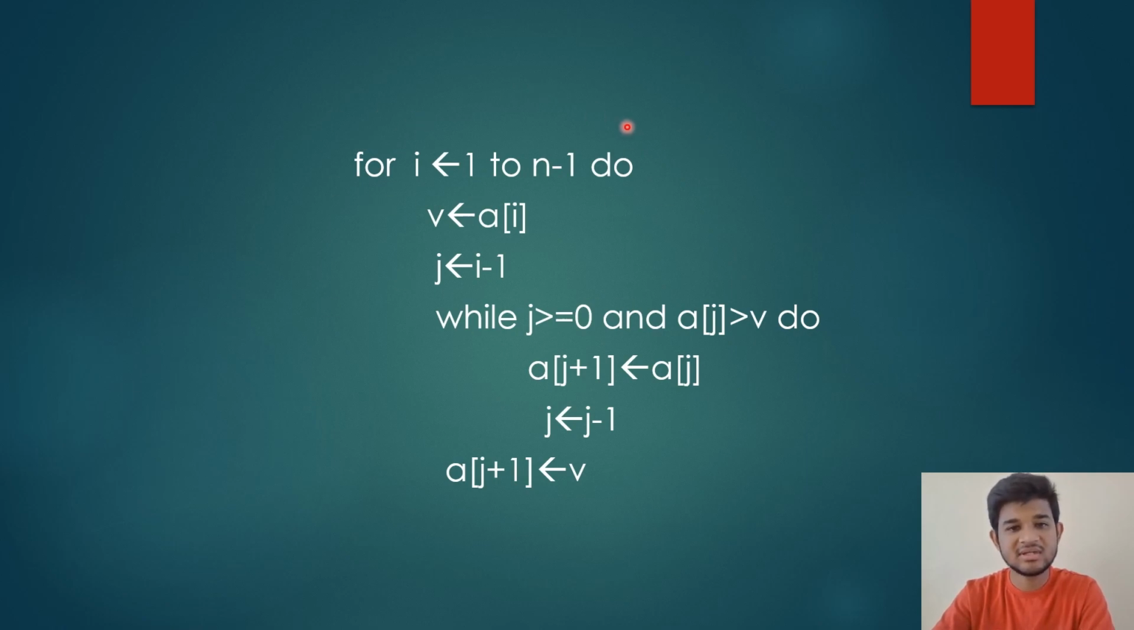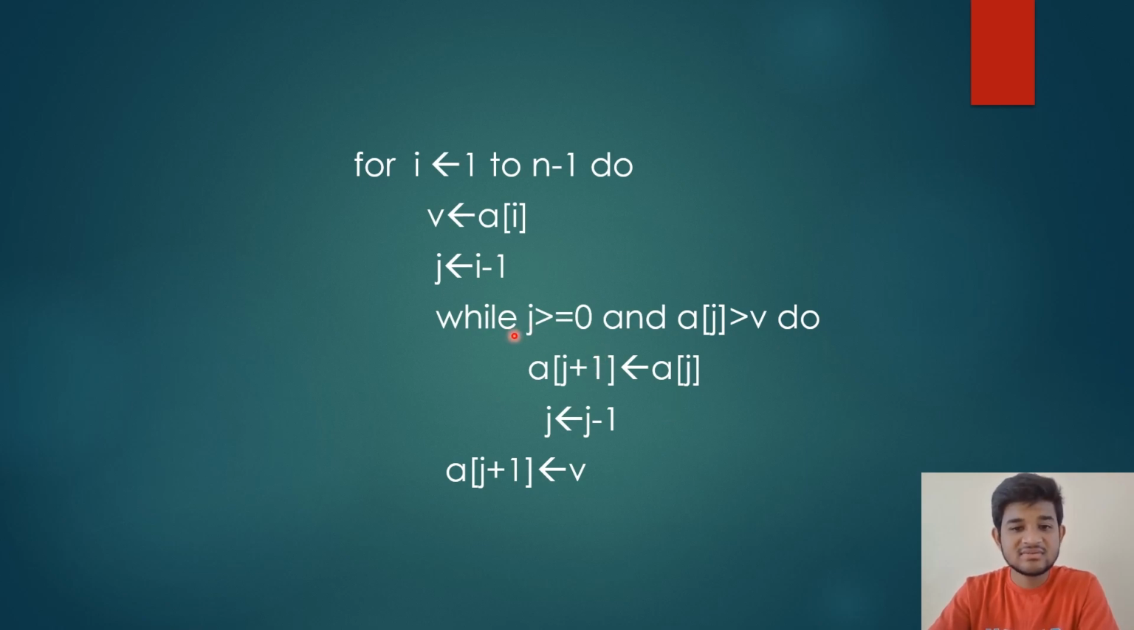And in the for loop the condition is i equals 1 to n minus 1, and v equals A of i and j equals i minus 1, that is decremented by 1 from the value of i. And the while loop condition is j should be greater than or equal to 0 and A of j should be greater than v. Then only the code which is present in the while loop will be executed.